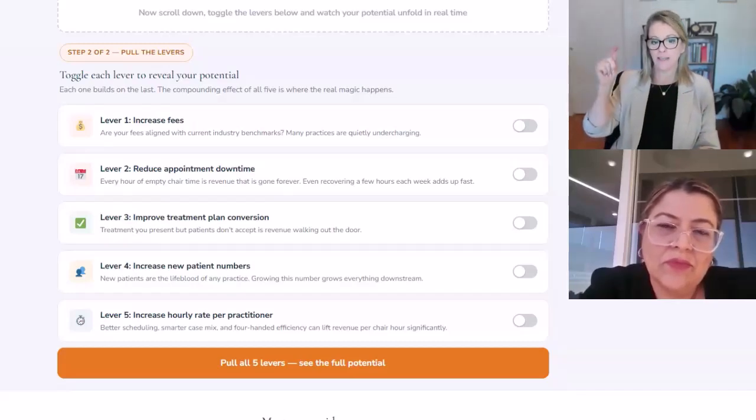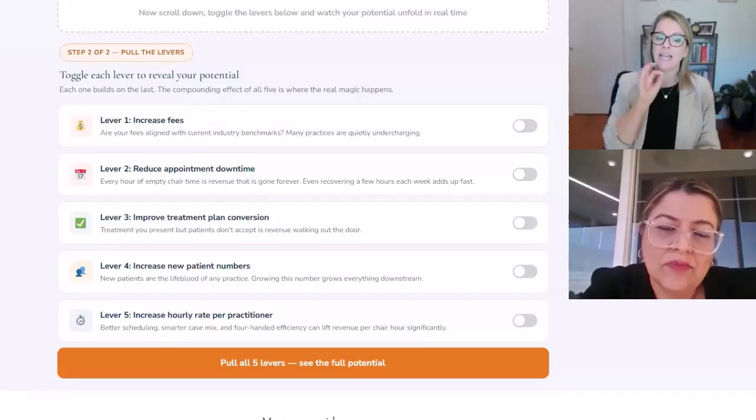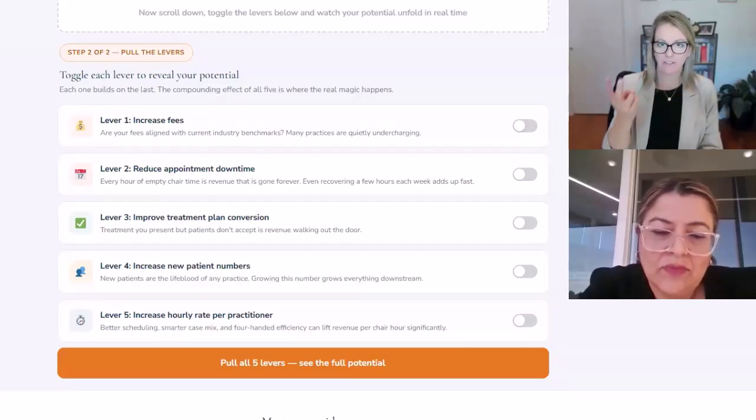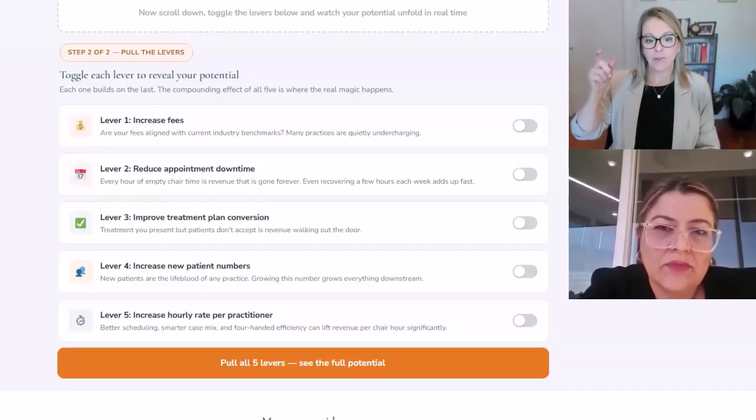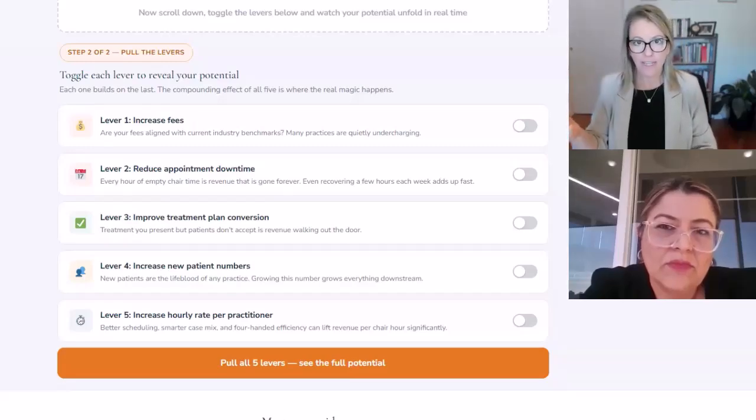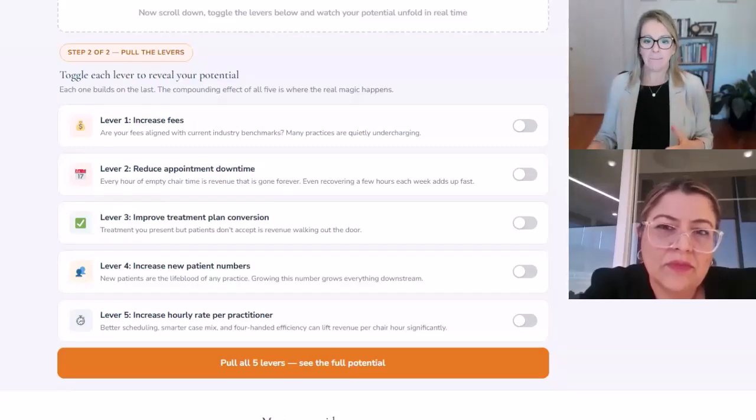And so now, the minute you increase your fees, you can imagine that increasing the hourly rate per practitioner has a double effect. One, they're increasing their hourly rate, but they also have the increased fee on top of it. And so there is that compounding effect.